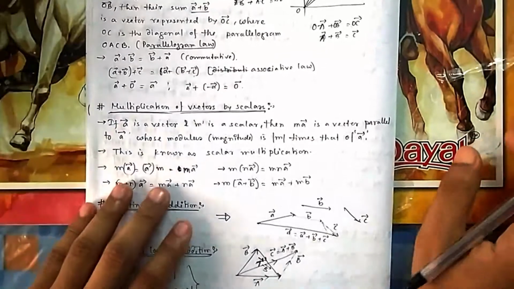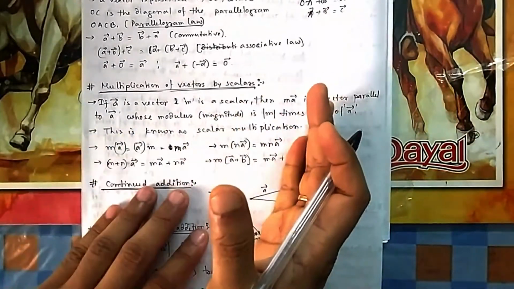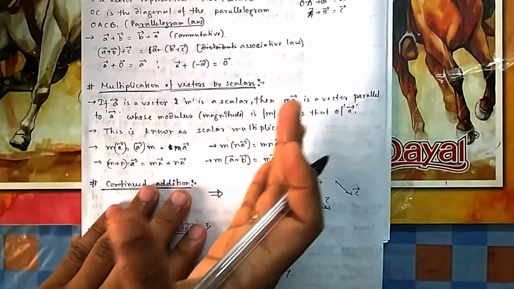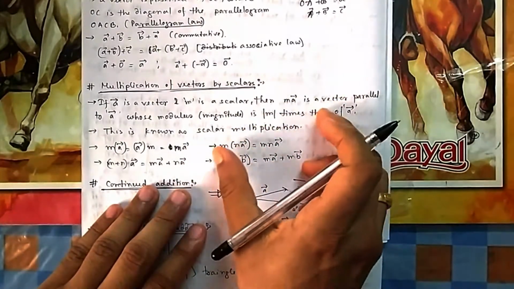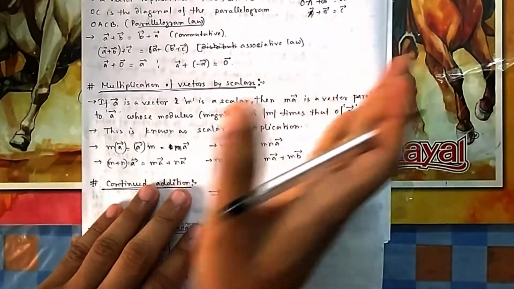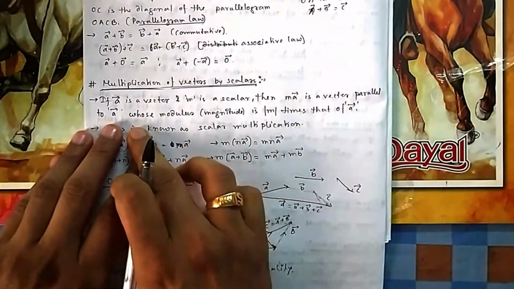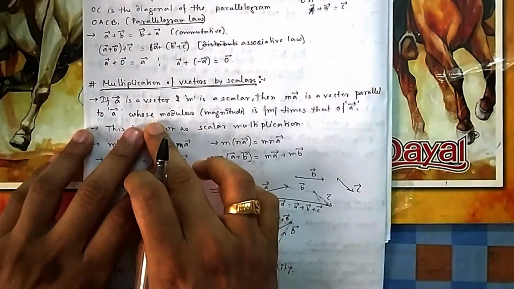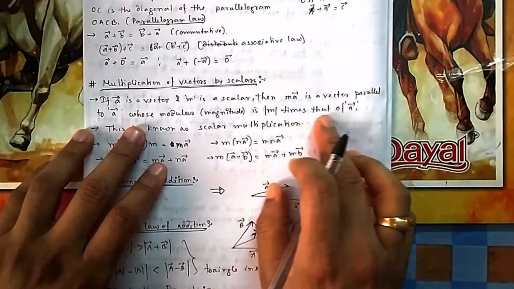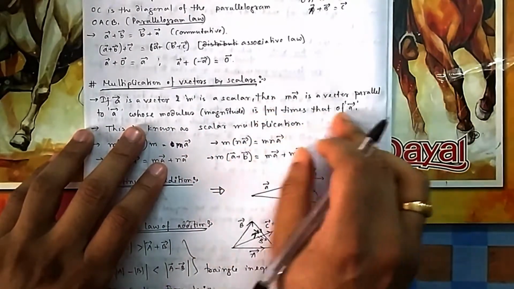Multiplication of a vector by a scalar, we have already seen. If you multiply by a scalar, only the magnitude changes, the direction remains the same. Instead of going 20 km, now you go 40 km in the same direction. So if A is a vector and M is a scalar, then MA is a vector parallel to A, that is the same direction, whose modulus or magnitude is mod of M times that of A.